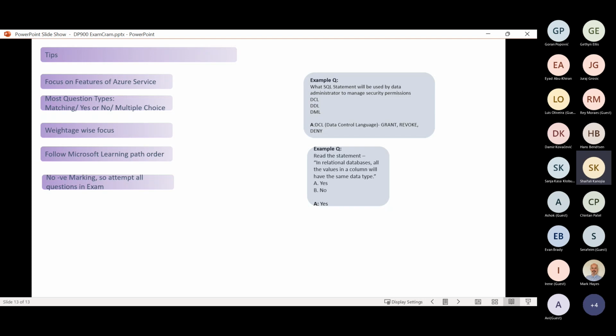Then going to the second example, it shows you another type of question: yes and no. There is a question like, in a relational database, all the values in a column will have the same data type. The options are yes and no. So it's quite easy. You need not learn anything. You just need to know conceptually, so your answer will be yes. You don't have to remember anything, you just know things from the logic.